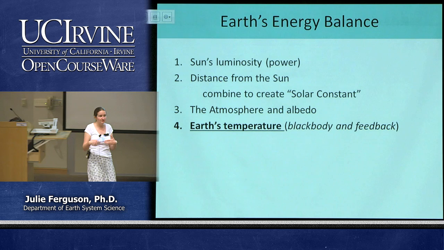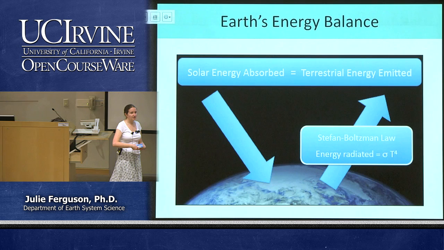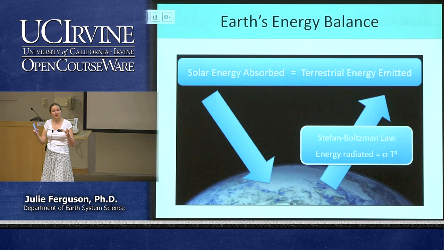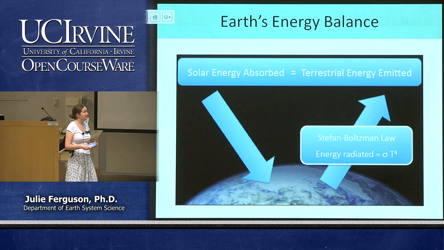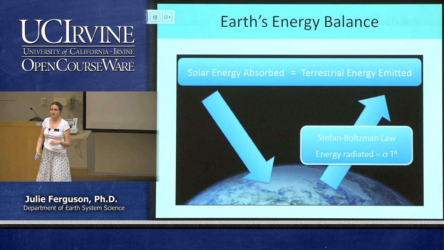And what happens is that we form a balance. We emit the same amount of radiation out to space as what we receive. Okay? So the solar energy absorbed by the Earth, so not including the reflected stuff, goes into increasing our temperature, but as our temperature increases, we radiate more out to space, and so we form this balance. The energy absorbed by the Earth is equal to the terrestrial energy emitted.